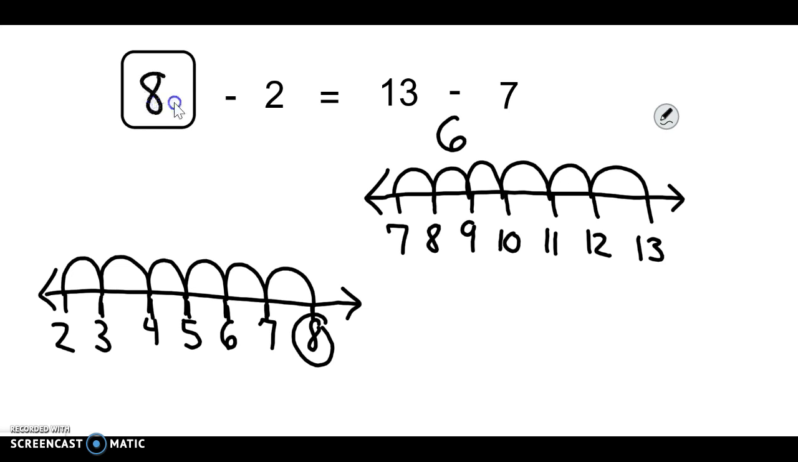Now, our equation is the same on both sides. 8 minus 2 is 6, just like 13 minus 7 is 6.